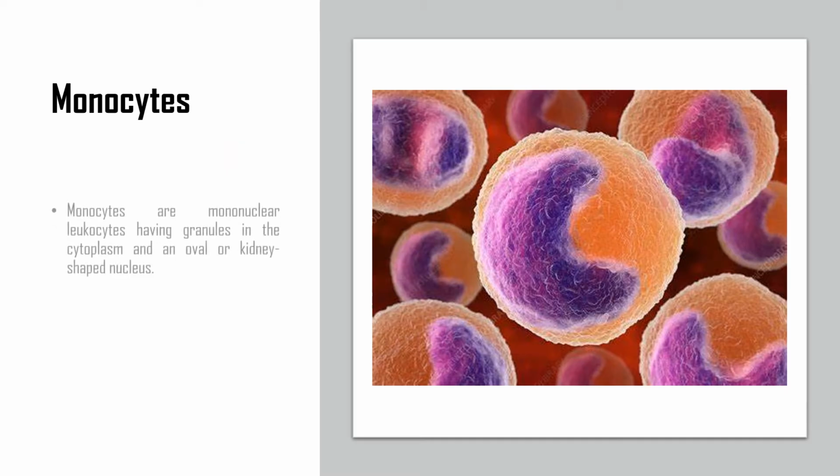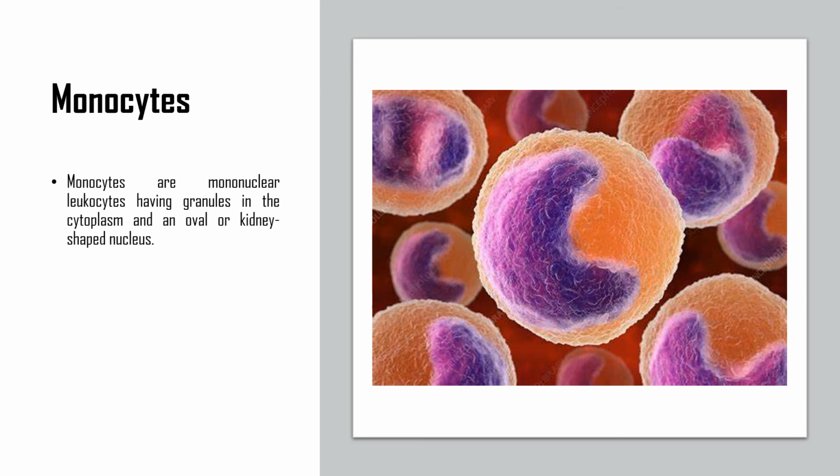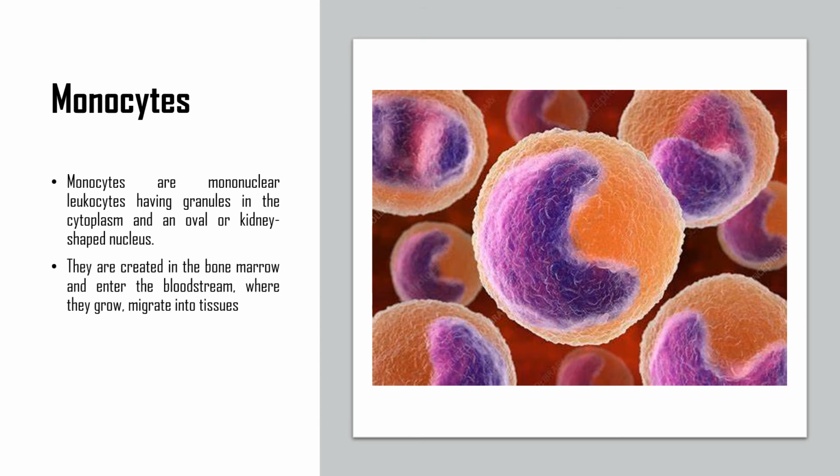Monocytes. Monocytes are mononuclear leukocytes having granules in the cytoplasm and an oval or kidney-shaped nucleus. They are created in the bone marrow and enter the bloodstream where they grow and migrate into tissues. They mature into macrophages or dendritic cells after roughly 8 hours of circulation.